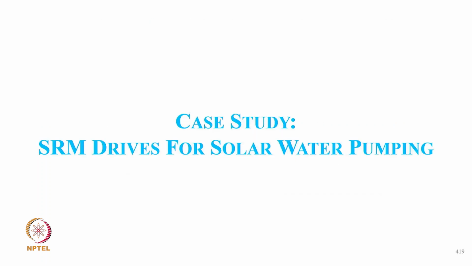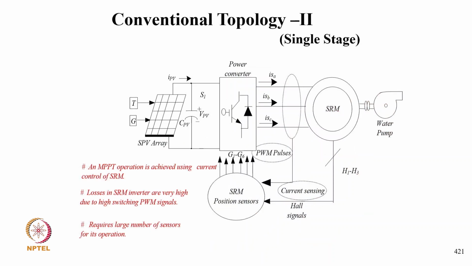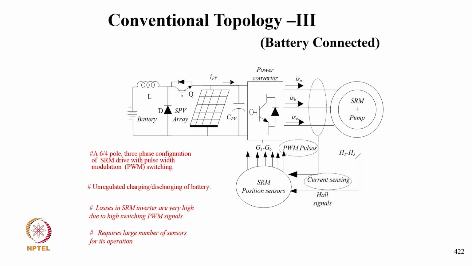Now coming to another case study, SRM drive for solar water pumping. So here in case of solar water pumping, we have a PV array, we have a boost DC converter, then SRM, and we have of course battery bank required, and then the position and speed sensing for converter control and DC link voltage. So this is typically the converter topology 2 for single stage directly feeding converter, and with the MPPT we obtain from the PWM control, and this is with the battery connected typically.